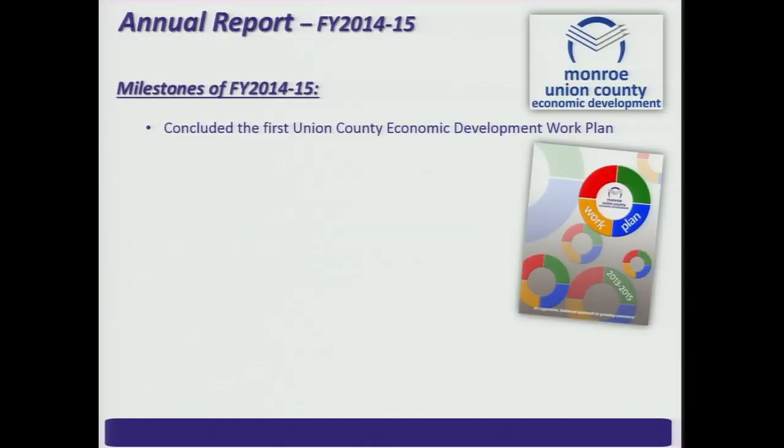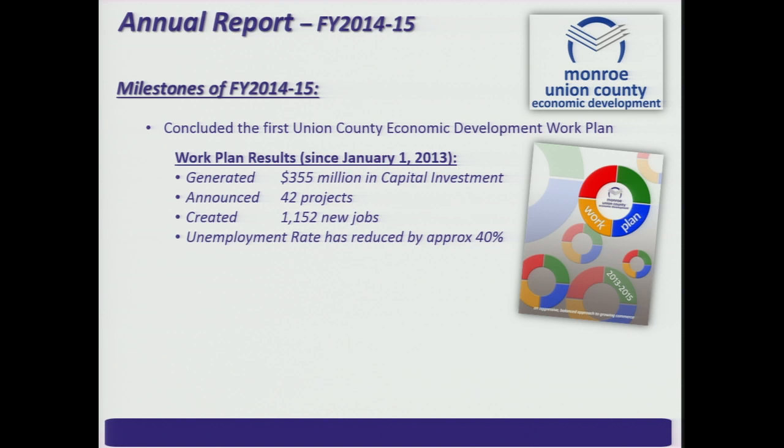Just a few milestones of the past year. We've concluded the first countywide work plan for economic development. As a result, basically from January 1st to 2013, it generated $355 million in new capital investment within the county. 42 projects were announced, and 1,152 new jobs were announced and created. And unemployment over this same time period in Union County dropped 40%. That's a milestone, that 355 million, isn't it? It's a little bit of a milestone.